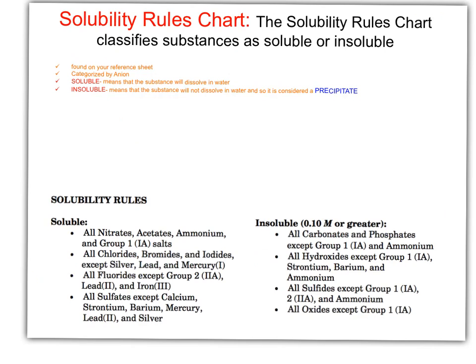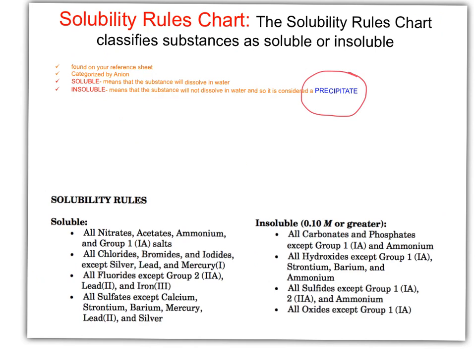The solubility rules chart is the second chart that you need to be comfortable in using, and it classifies substances as soluble, meaning that the substance can dissolve in water, or insoluble, meaning that the substance will not dissolve in water. Insoluble substances are also called precipitates. The solubility rules chart is found on your reference sheet, and it's categorized by anion.